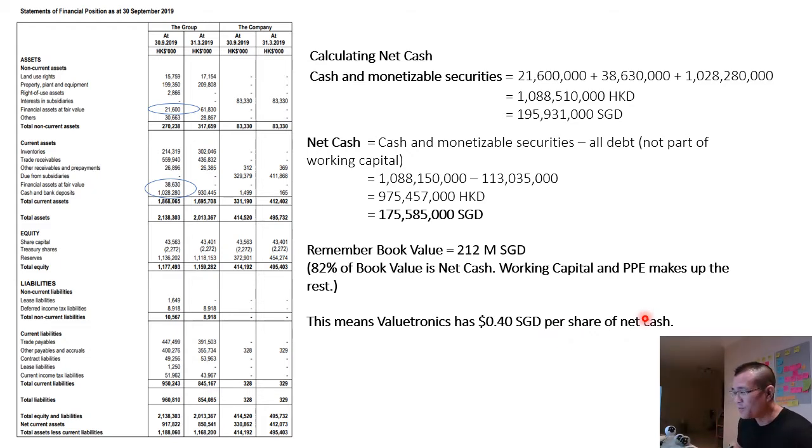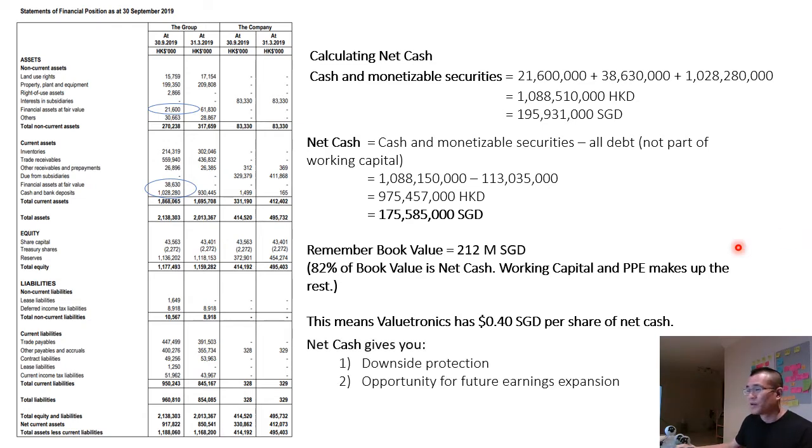So think about that. At one time, Valuetronics was trading at 46.5 cents a share at the low during the COVID market crash. 46.5 cents per share, but it has 40 cents of net cash in its bank account. Just to give you an idea of how cheap it was. Now, why bother looking at net cash? Well, net cash gives you downside protection. If you know that the company itself has this much net cash, the stock price can't fall too much below that, because you have so much cash in its bank account.